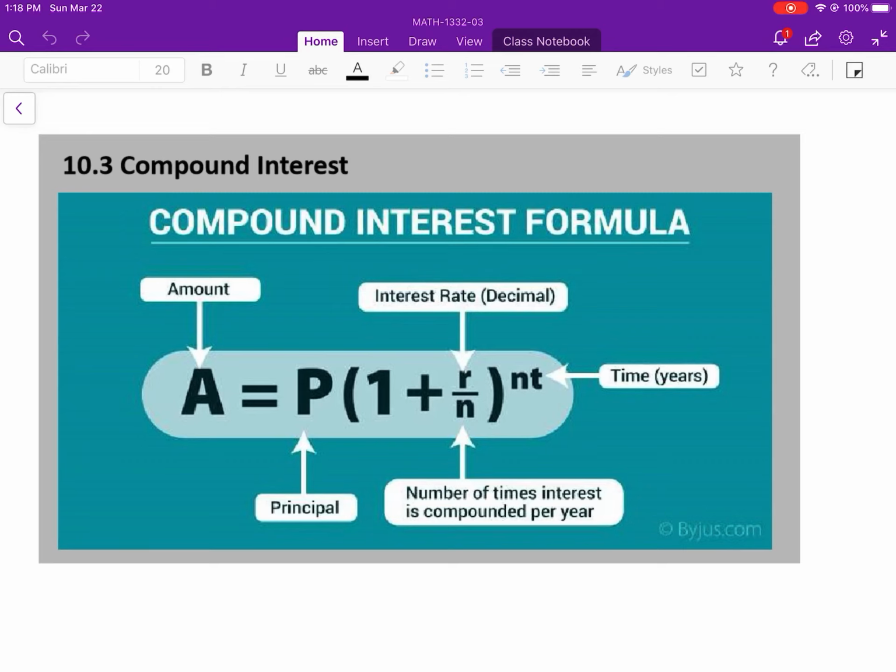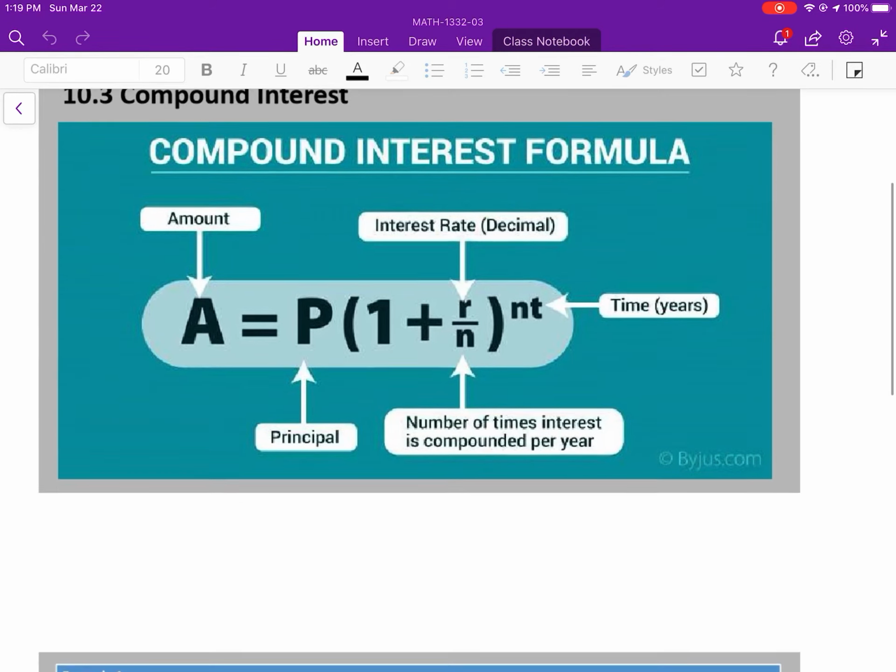Okay, A stands for amount, P principal, R is your interest rate. Of course, you need to change that to a decimal. N is the number of times interest is compounded per year. So that could be annually, it could be daily, it could be quarterly. So please be careful about that. And then, of course, time, and that needs to be in years.